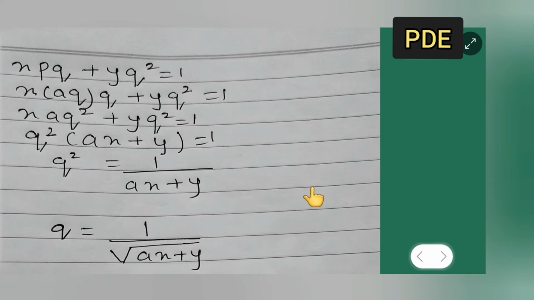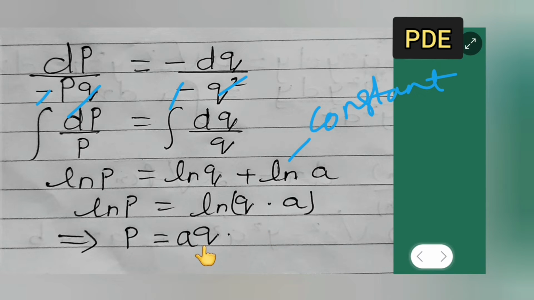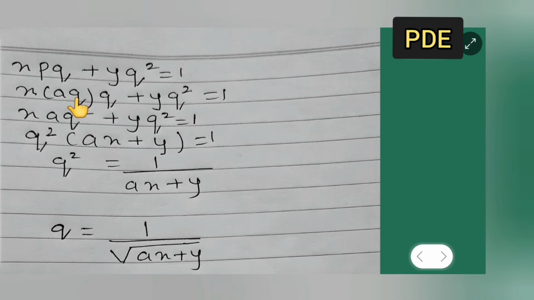Next what we are going to do is take this equation 1, x p q plus y q square is equal to 1. Write it as it is. Plug the value of p. What is the value of p? You all got over here aq. So plug the value of aq over here into q. Write it as it is. Plus y q square is equal to 1 x a q square.